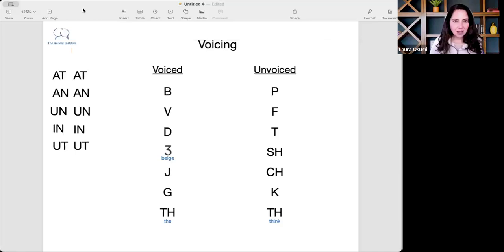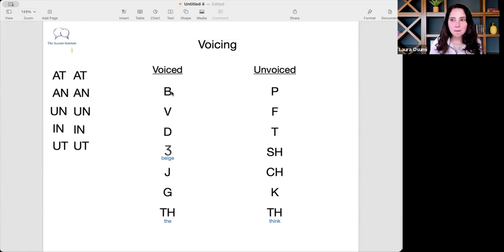Today we are going to talk about voicing in English, and we have consonants, sounds that are made in the same place, in the same manner, but with one you use your voice and the other one you don't. So I'm going to share with you right now so we can see what we're talking about. Okay, so we have these voiced and unvoiced sounds. So I'll go through them first and then we'll practice them.